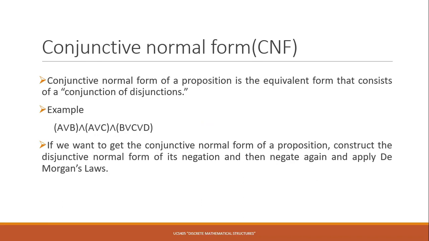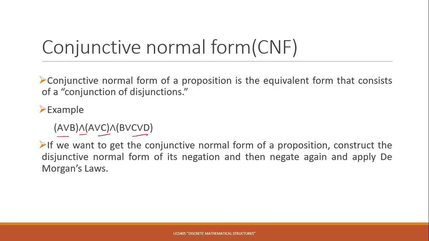The second normal form is conjunctive normal form. Conjunctive normal form of a proposition is the equivalent form that consists of a conjunction of disjunctions. In DNF, we had disjunctions of conjunctions. Here we have conjunctions of disjunctions. Like the example, A or B, and A or C, and B or C or D. So we can say that we are conjuncting the disjunctive terms.